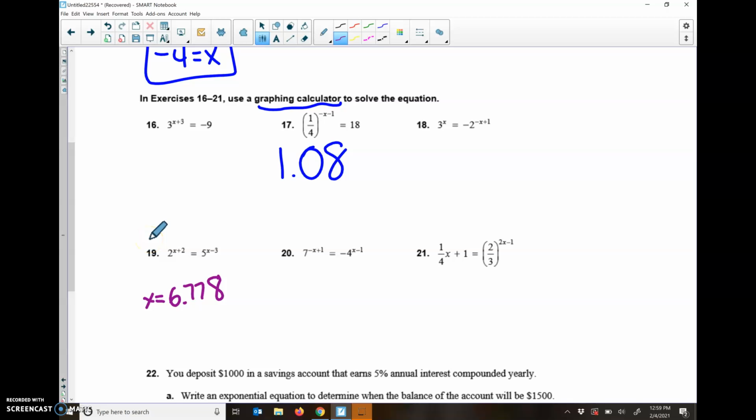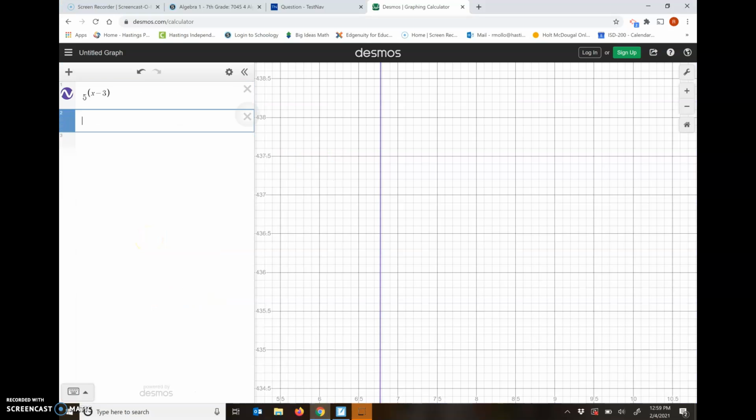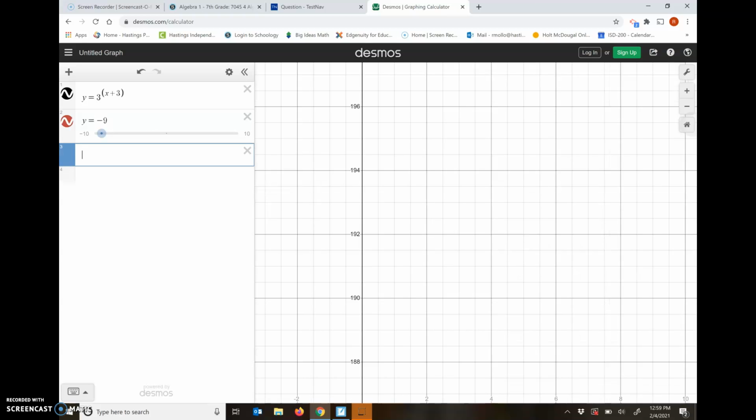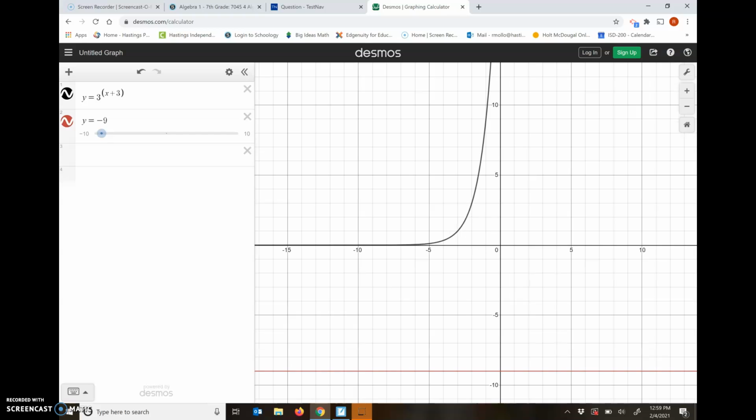Okay, let's look at some of these other ones that I skipped, and I skipped them on purpose, and you'll see why here in a second. So if we look at number 16, we got y equals 3 raised to the x plus 3 power, and we got y equals -9. You're like, Mr. Mola, why is this going to take forever? Why wouldn't we just put this into the calculator?